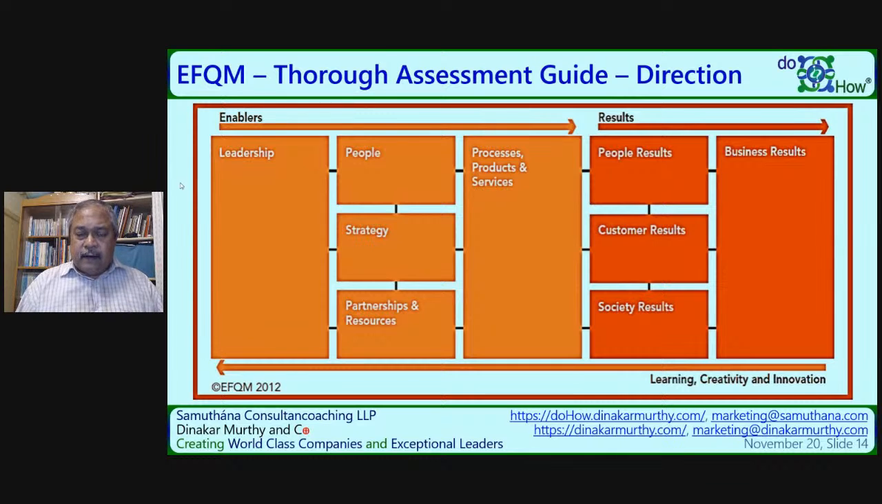And there, in the EFQM model, basically the entire practices were divided into these structures. They said that in any organization, there are some enablers, which you see on the left side of the slide, which give rise to results.